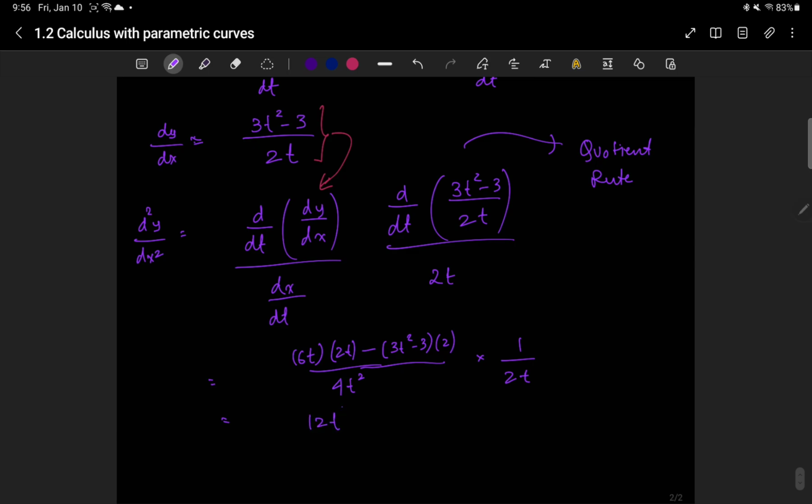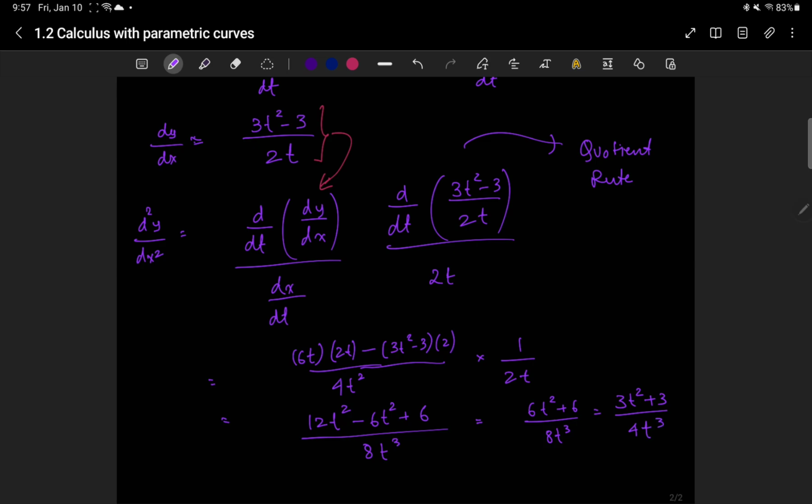So we get a 12t squared minus 6t squared plus 18, no, that's not correct, plus 6 divided by an 8t cubed. Factoring out a 2, you get a 6t squared plus 6 divided by 8t cubed, which becomes 3t squared plus 3 divided by 4t cubed.